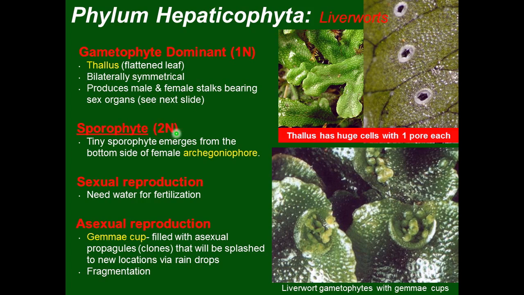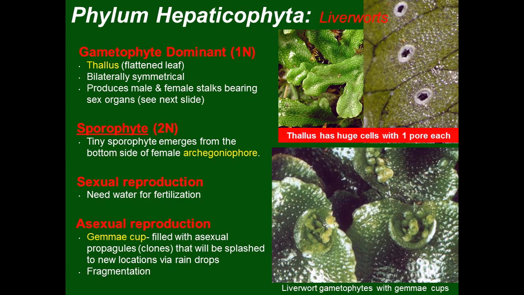Take a look off to the right. We see the thallus that is bilaterally symmetrical, and they have huge air chambers with one pore each. Now the next thing is they have a sporophyte. It's a tiny sporophyte. It emerges on the bottom side of the female archegoniophore. They have sexual reproduction, and they need water for fertilization.